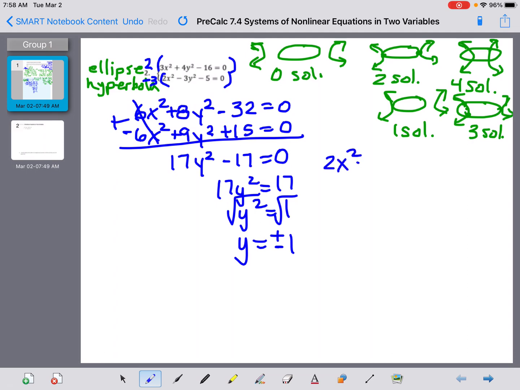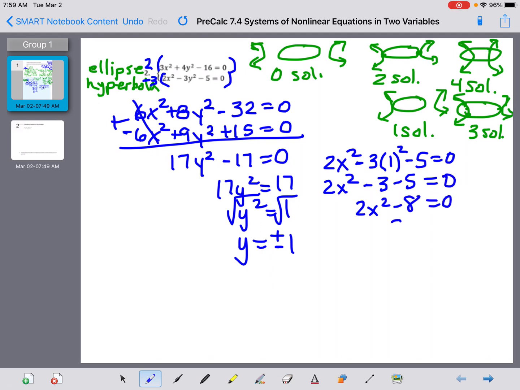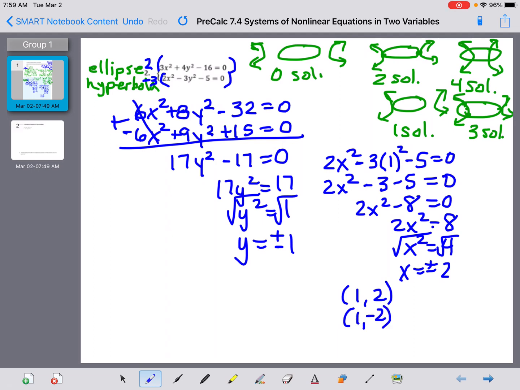So 2x squared minus 3, and I'm going to plug in positive 1 squared to start with, equals 0. All right, so 2x squared's not going anywhere. 1 squared is 1 times -3 is -3. Okay, 2x squared minus 8 equals 0, so 2x squared equals 8. X squared equals 4. Take the square root, and I get 2 different answers here, plus or minus 2. So when I plugged in 1, I got positive 2. When I plugged in 1, I got -2. Okay? So 2 answers so far, but I've only used one of my y's.